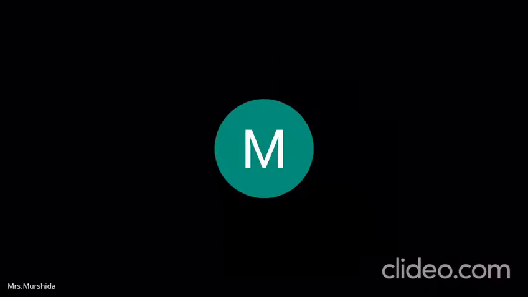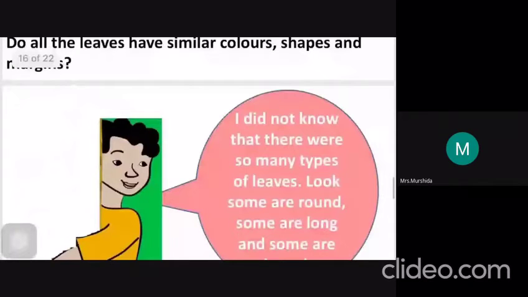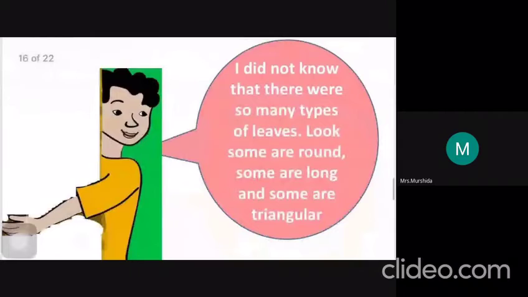Dayaram now said, I did not know that there were so many types of leaves. Look, some are round, some are long, and some are triangular. So Dayaram told that he never knew that there were so many types of leaves. Some were round, some were long, and some were triangular in shape.